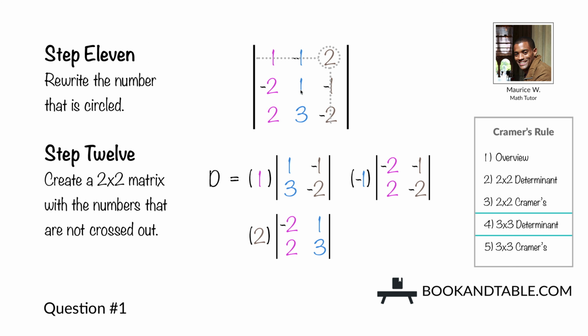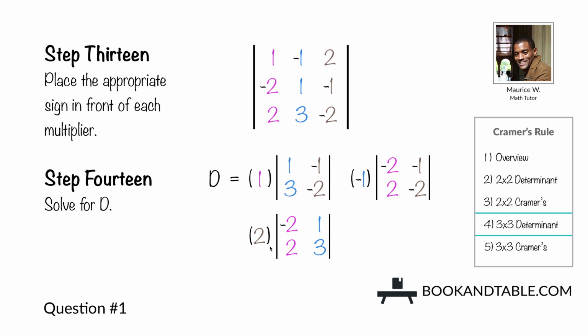So now we have 3 2 by 2 systems with multipliers in front of each one. So step 13, place the appropriate sign in front of each multiplier. So we can put this 3 by 3 to the side and create a sign box. And since we use the first row in our 3 by 3, we'll use the first row in this sign box for our signs. So the first multiplier should have a positive sign in front of it. So we can leave that as is, since that'll be the same.